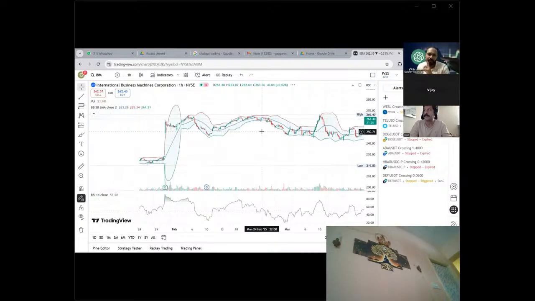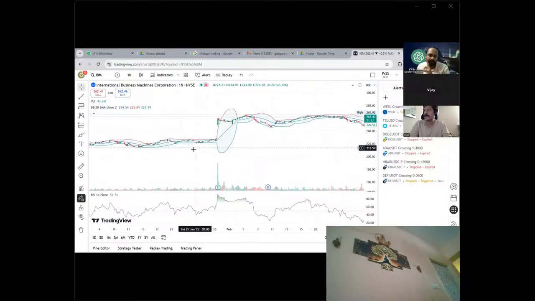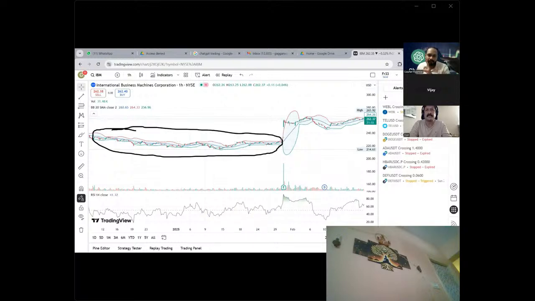So you have to trade the Bollinger Band in three conditions. See this area also. You can see the band was narrow for a lot of time, right? After that, the next day it opened with a gap up. It closed around 222 and it opened somewhere around 250, like $30 to $35 higher.